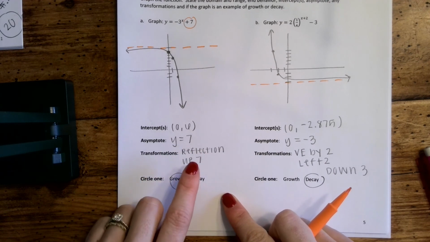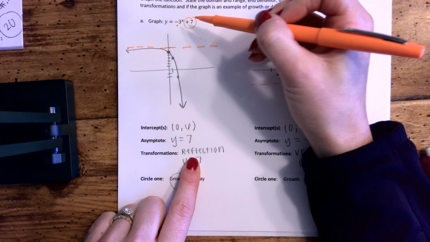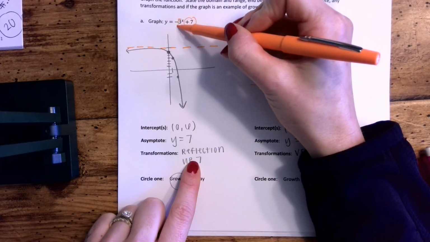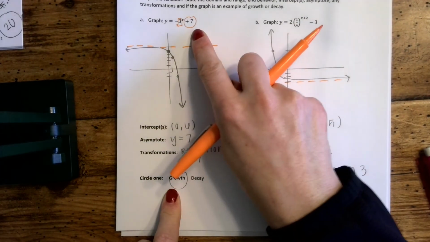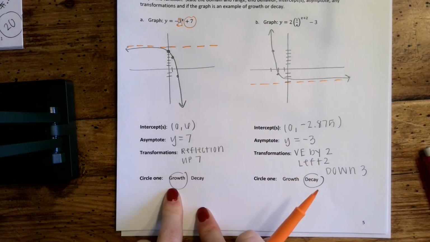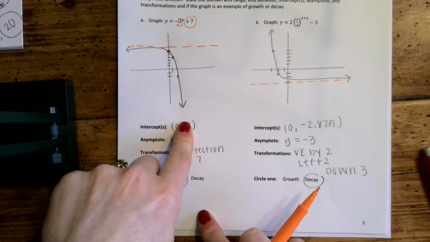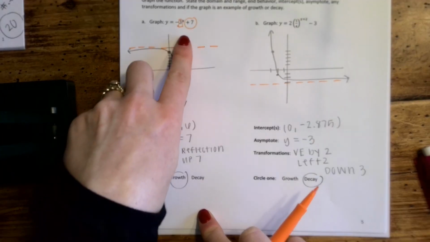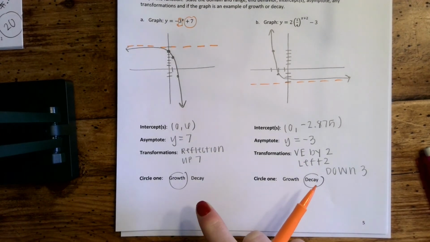We had 2 transformations. The reflection came from this negative. The 3 was just the base, so that told me that it was growth because it's a whole number, not a fraction. And the plus 7 told me up 7. Again, a common mistake is to say that this would be decay because it's moving downwards, but it's actually just growing negative because this 3 is a whole number, so it's got to be growth.